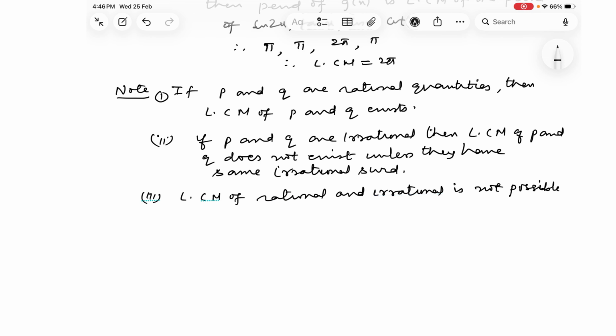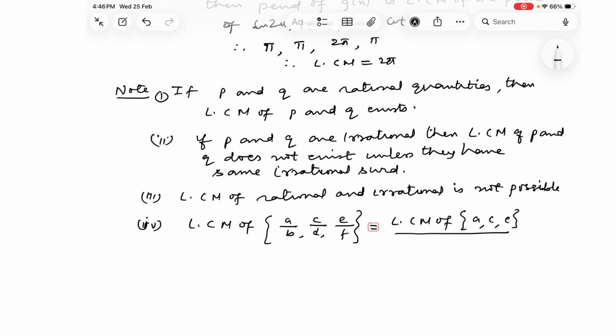And the fourth point is the LCM of A by B, C by D, E by F. If they ask you what is the LCM of these three numbers, it is equal to the LCM of A, C, E divided by the GCD of B, D, F.